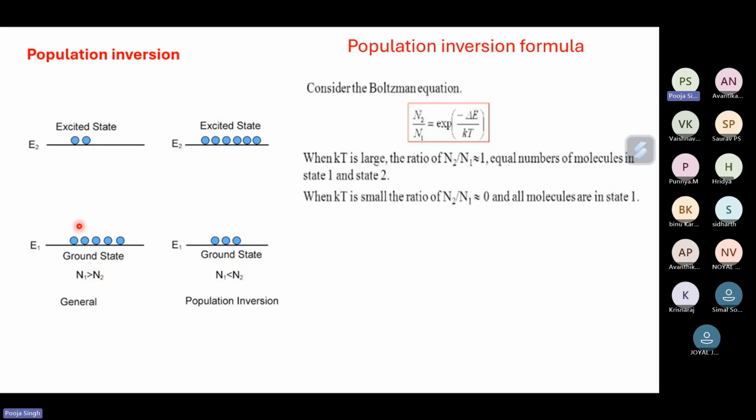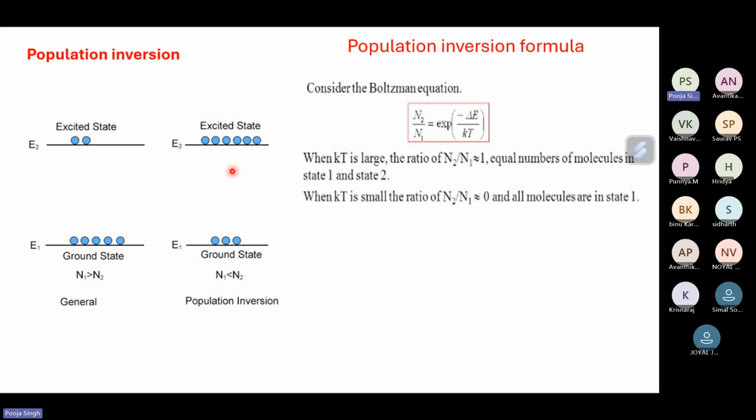So this is the general criteria. Why? Because when we apply photons to the ground state, what will happen? Only some of the electrons absorb that energy and undergo the transition to the E2 state, right?